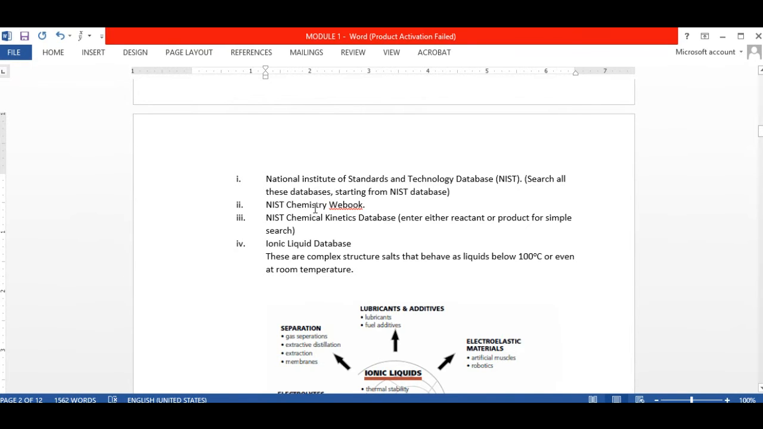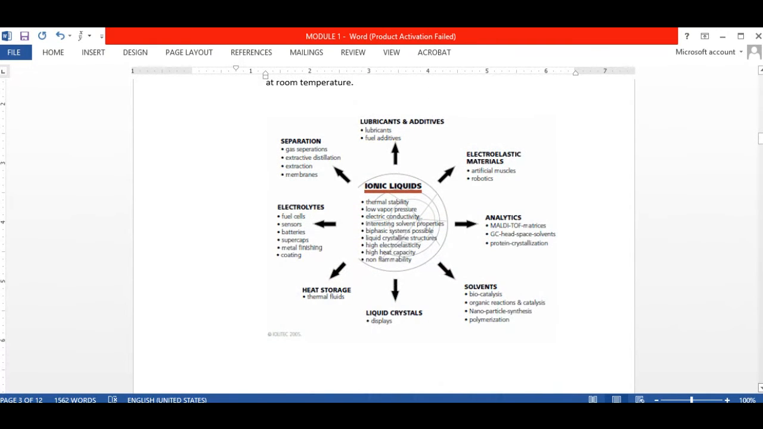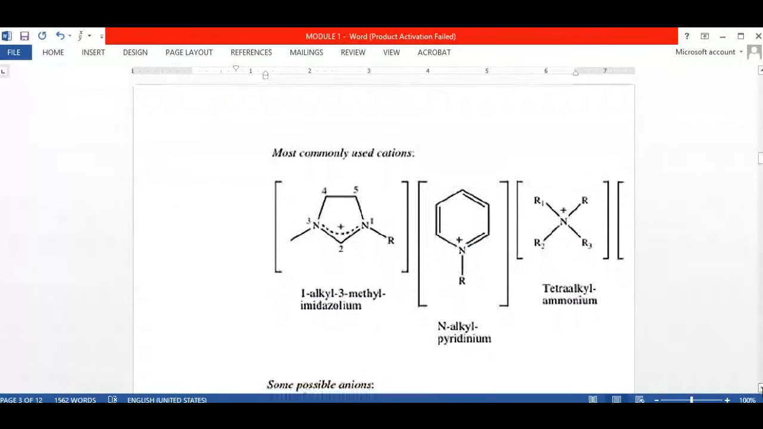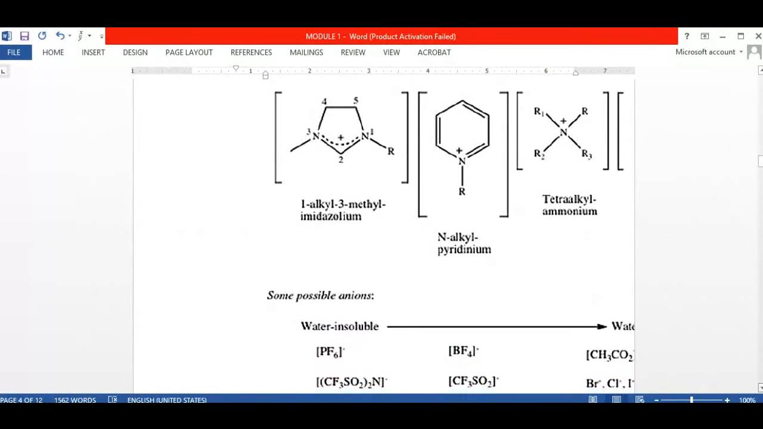Then if you want to look for chemistry data, you can type this in Google. They have this chemical kinetic database. Then the ionic liquid database, which is a special case. You will not be dealing with this one, but I include it as an example. Ionic liquids are complex structure salts that behave as liquids below 100 degrees or even at room temperature. This is just a definition, so don't worry about it too much. These are the different types, their uses, and their structures.